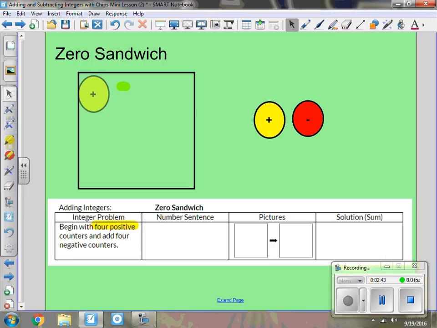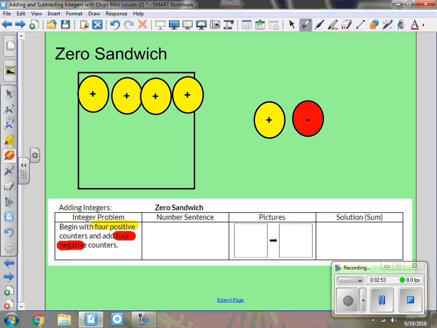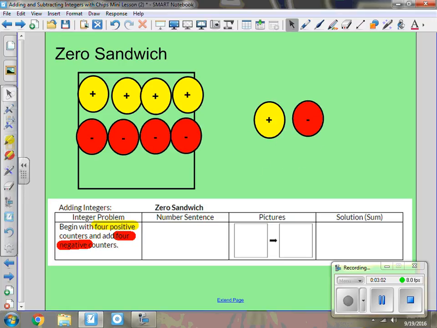So I'm going to put 4 positives in front of me. So 4 yellow counters. Then it says that I'm going to go through and add 4 negative counters. So those negatives are going to be red. I'm going to go ahead and bring them over as well. So before we get too far in our picture, we're going to go ahead and write out our number sentence. So those 4 positive, the integer I'm going to use is a positive 4.